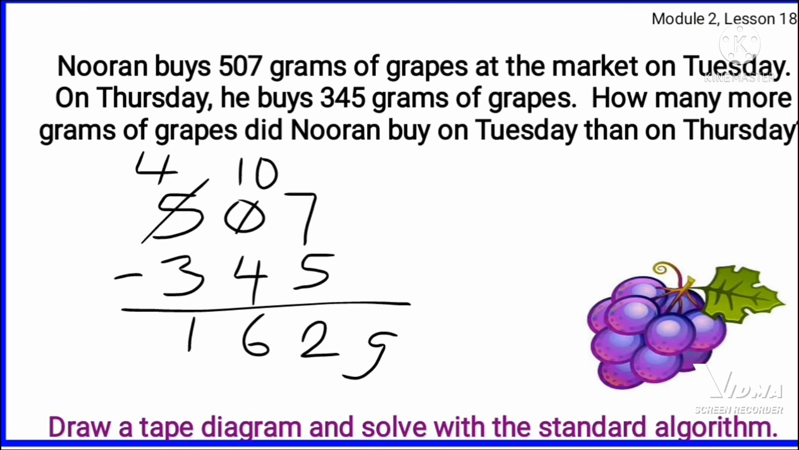7 minus 5 is 2, very clear. But we cannot remove 4 from 0, so I have to decompose 100. When I pick 1 from the 5, remains 4. I make that a 10. 10 tens now, minus 4 tens, 6 tens. And then 4 minus 3, 1. The answer is 162 grams.